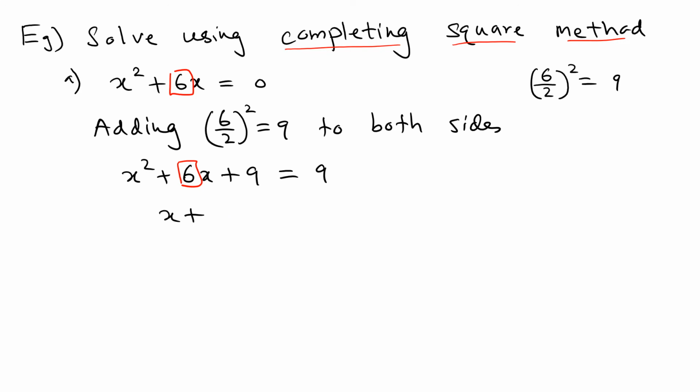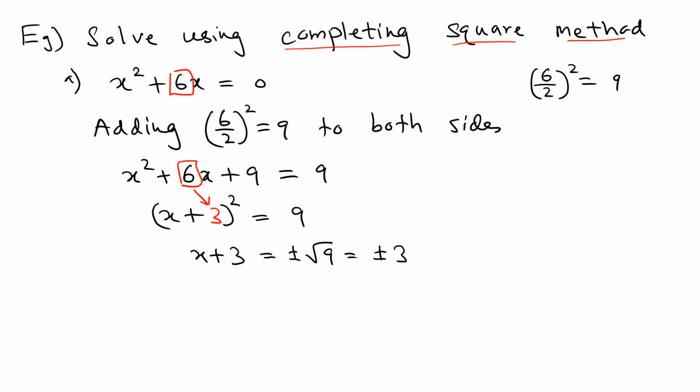So x plus 3 squared, that's half of 6, equals 9 on the other side. Now you can use the square root method. Just take the square root of both sides. Once you take the square root of both sides, x plus 3 equals the square root of 9, but you can simplify this. It's plus or minus 3, because the square root of 9 is 3.